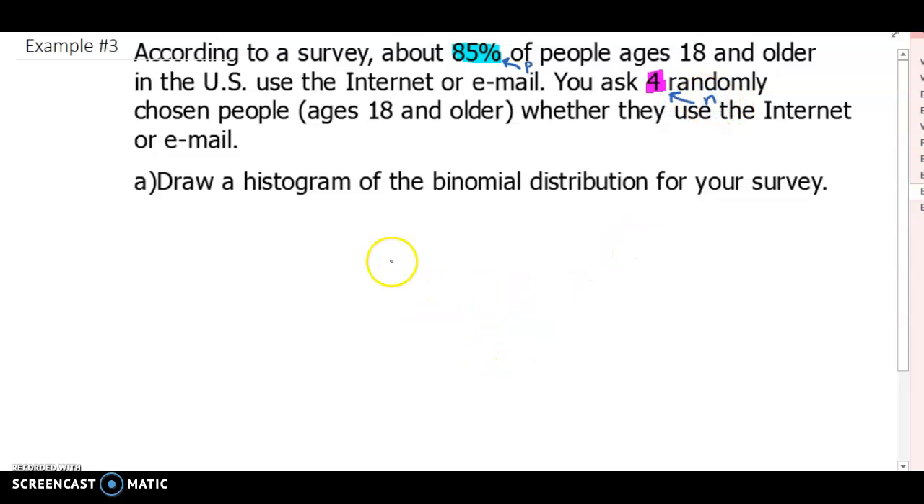And once again, we're going to use the equation N choose K times P to the K times 1 minus P to the N minus K, and we're going to do that for K all the way from 0 to 4. So I'm going to stop here. I'm going to let you work this out, figure out the numbers, and then we'll go over them.